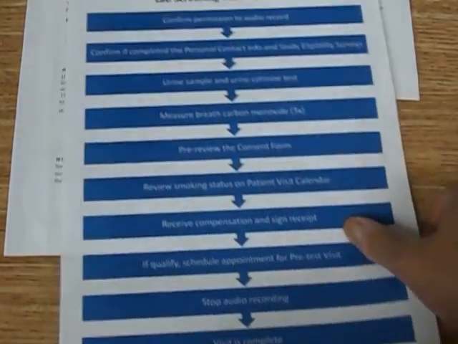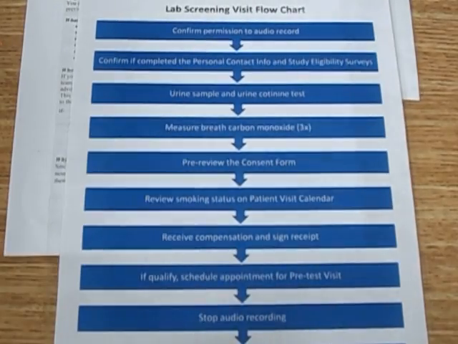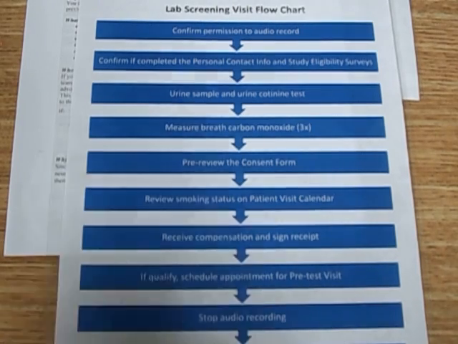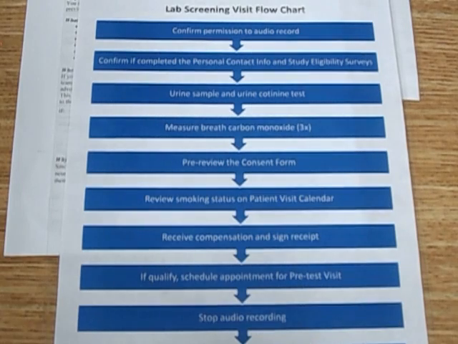Now, there should be 2 copies for this, okay? There's one for us and one for the patient. Okay. After we preview the consent form, I will go ahead and ask the patient for their urine. Remember, our 2 tests in this lab are the urine test and the breath CO test. Those are the 2 most important parts of each visit.